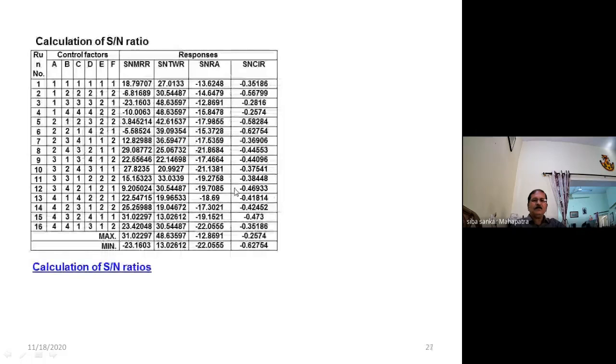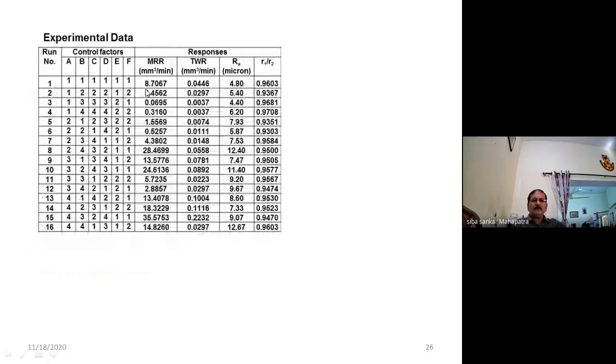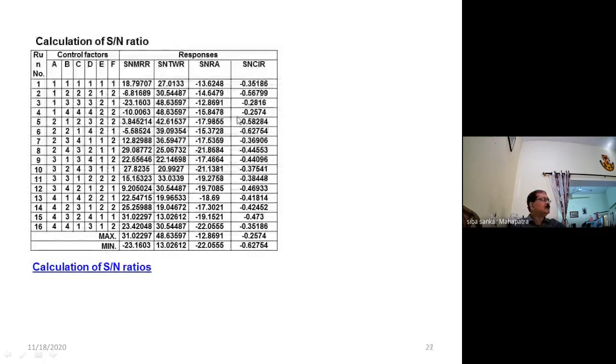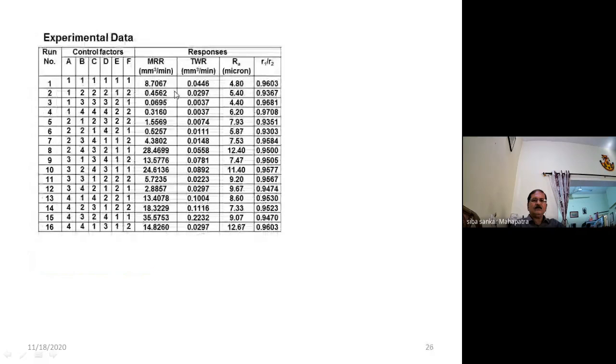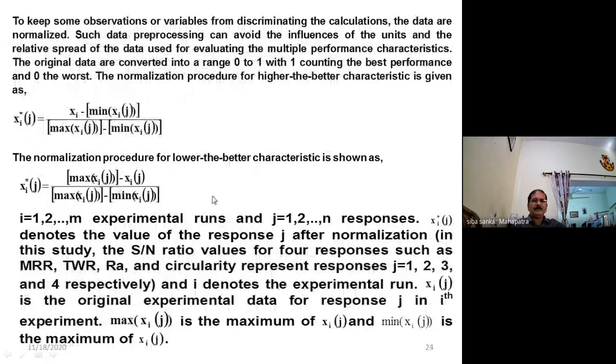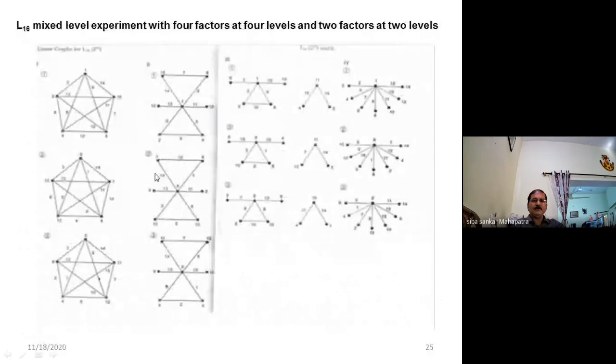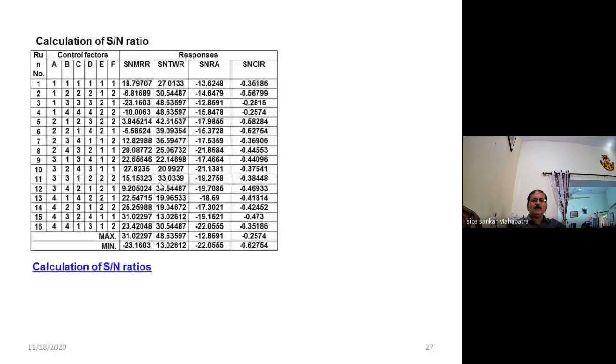Now first you convert all these outputs to signal to noise ratio. For the larger the better and the lower the better signal to noise ratio, these formulas are given here. So we convert all to signal to noise ratio. This is the signal to noise ratio for MRR, signal to noise ratio for TWR, signal to noise ratio for surface roughness, signal to noise ratio for circularity.